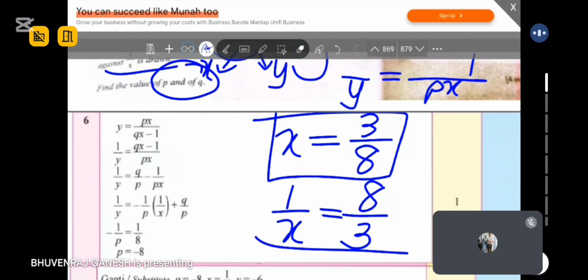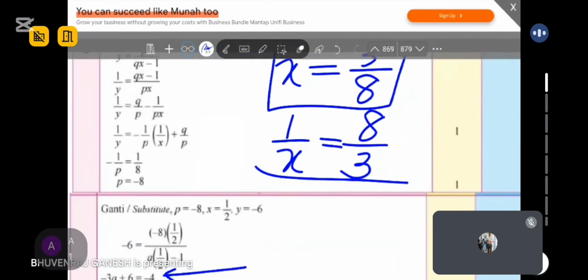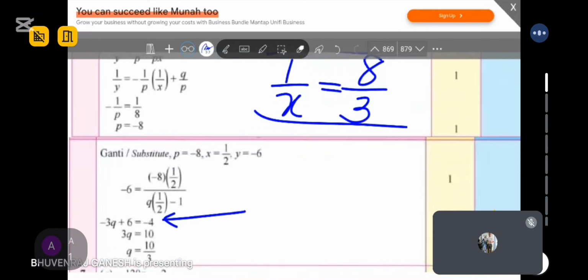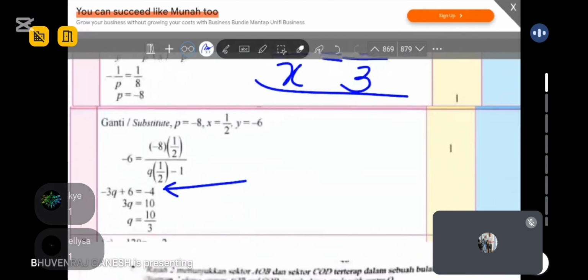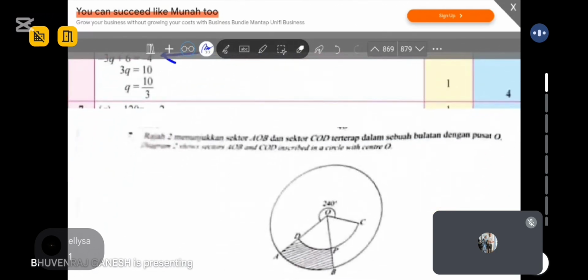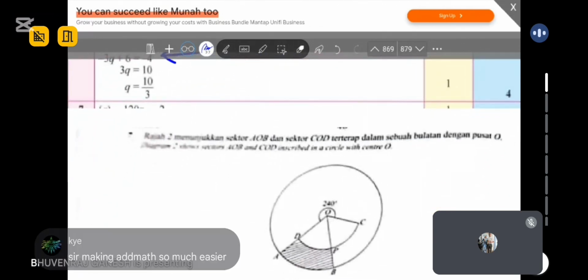Then you just substitute in your original equation and find the value of Q. Okay? So question 6 is done already. Now we go to question 7.